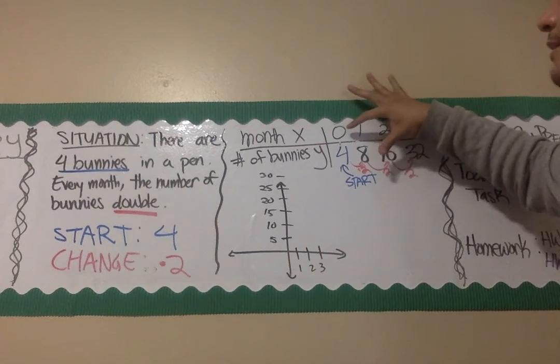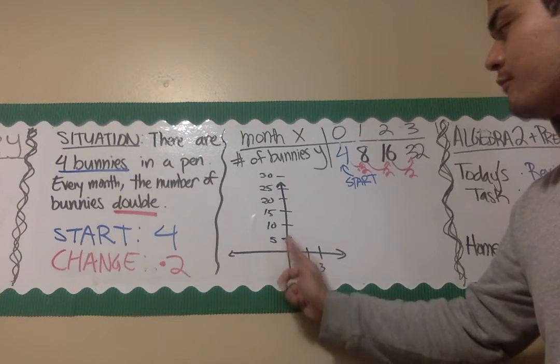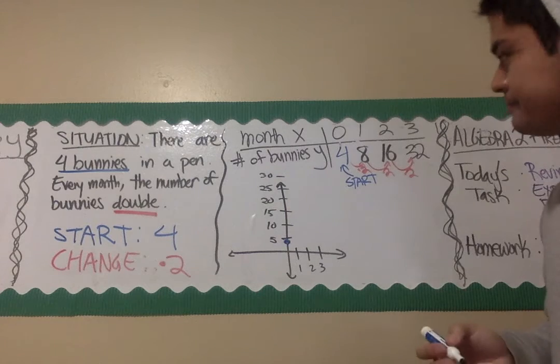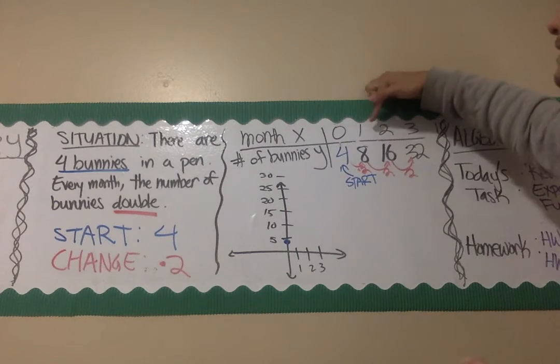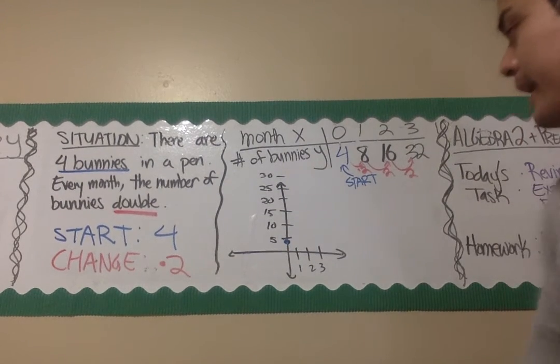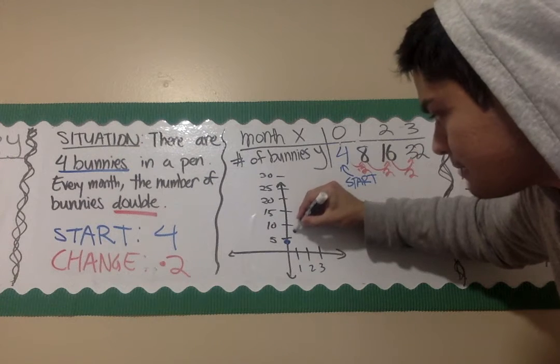The first ordered pair is 0, 4. When x equals 0, y equals 4. So it looks somewhere around here. Next up, when x equals 1, y equals 8. That's my next ordered pair. 1, 8, so x equals 1, and I go all the way up to 8.